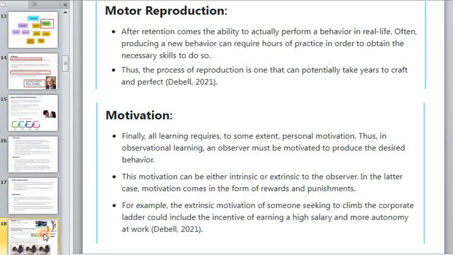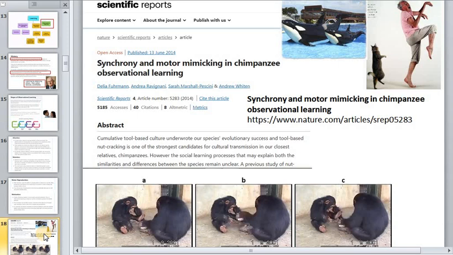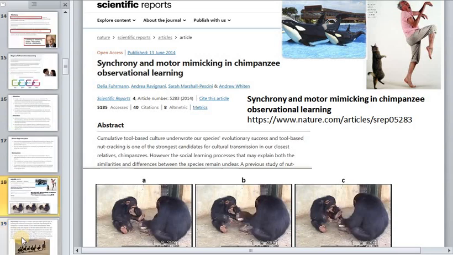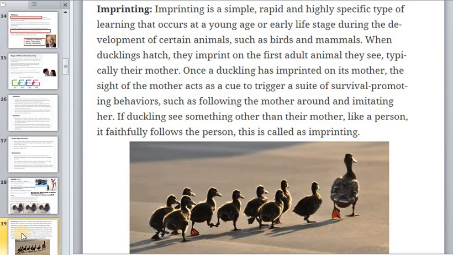After that, we start to discuss this article. I just leave the link to this very interesting article about how animals observe each other. Here we can find, like, a chimpanzee observational learning for his babies. So if you want to know more, I will leave the link to this scientific article. And move to the next slide, imprinting.